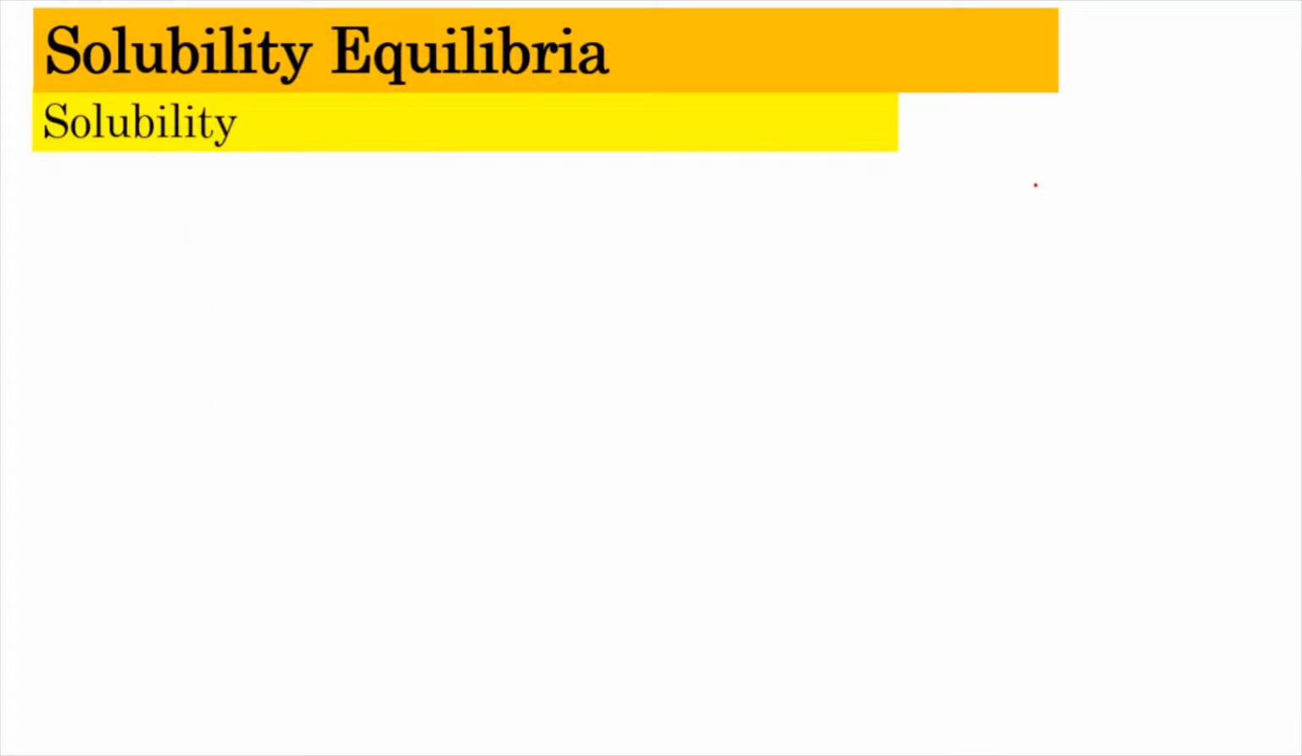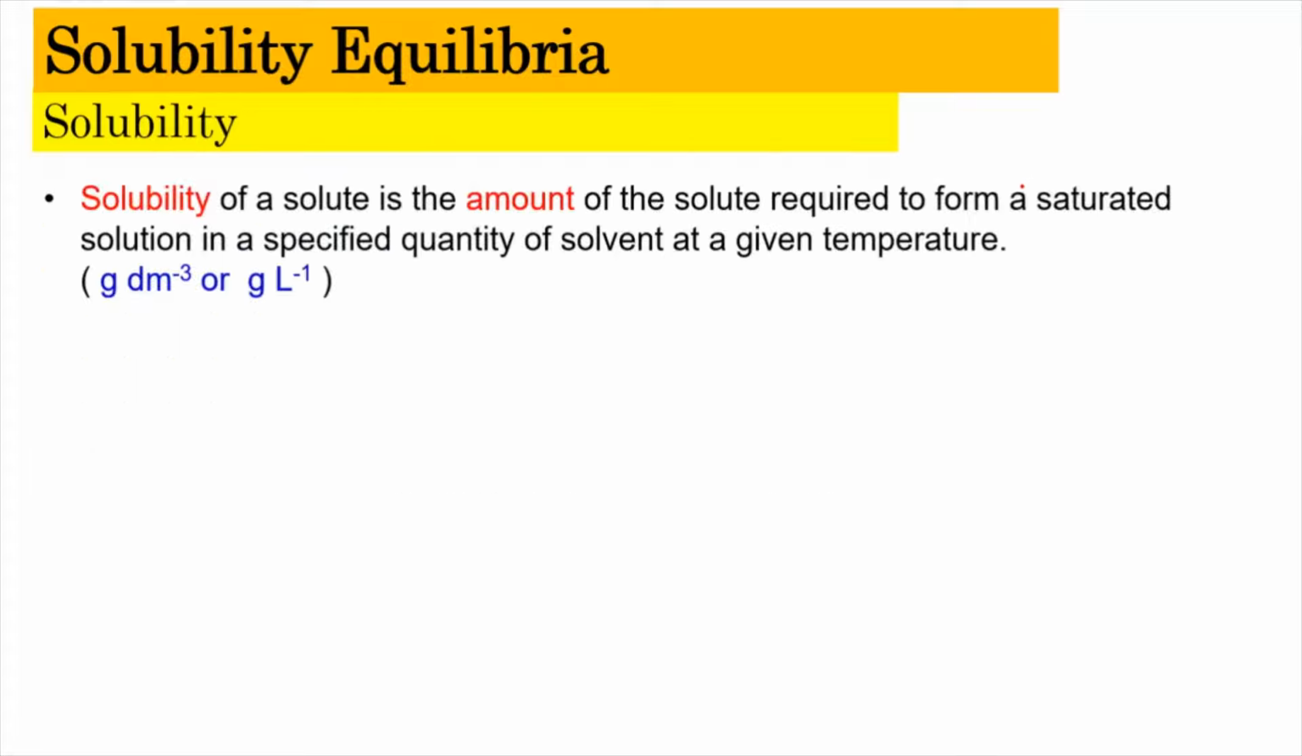So solubility. Solubility basically means the amount of the solid that is required in order to form a saturated solution in a specified quantity of a solvent at a given temperature. And the solubility will have a unit of gram per dm cube or gram per liter. And of course, the solubility will depend on the temperature. In a usual case, the higher the temperature, the higher the solubility is going to be.